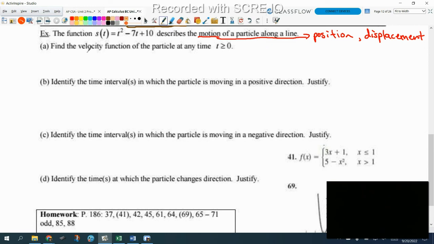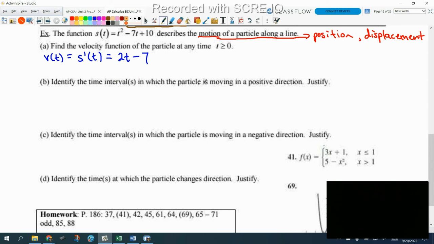All right, so the velocity function of a particle at any time t greater than 0. Velocity is the derivative of position: v of t equals s prime of t. Then we'll just go ahead and take our derivative. We have 2t minus 7. They wanted the velocity function, which means it should be in terms of t, and this is at any time. So we're not plugging a number in, we're just finding the function. That's what we've done here, so we're done with part A.